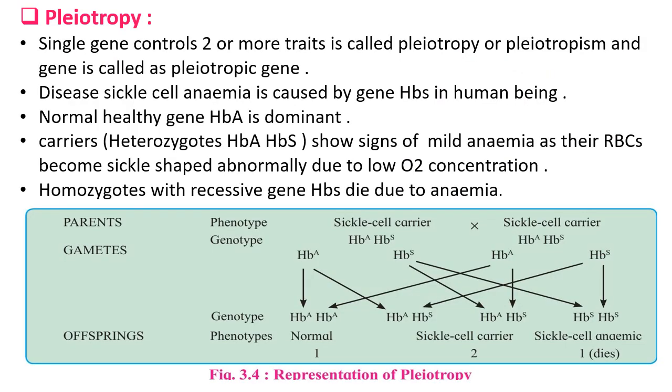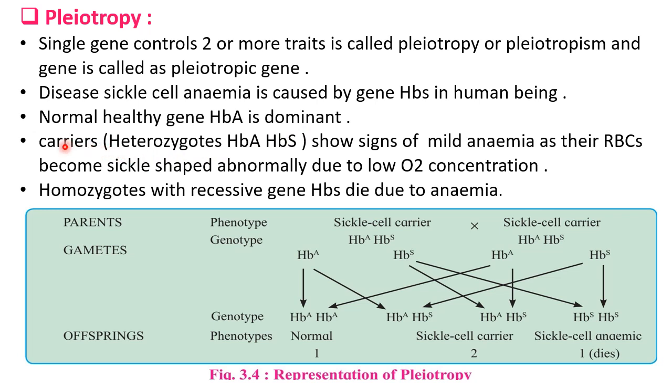Now we will study the topic, that is pleiotropy. When a single gene controls two or more traits, it is called pleiotropy or pleiotropism, and the gene is called a pleiotropic gene. The disease sickle cell anemia is caused by the gene, that is HBS, in human beings, and the normal healthy gene, that is HBA, is dominant.